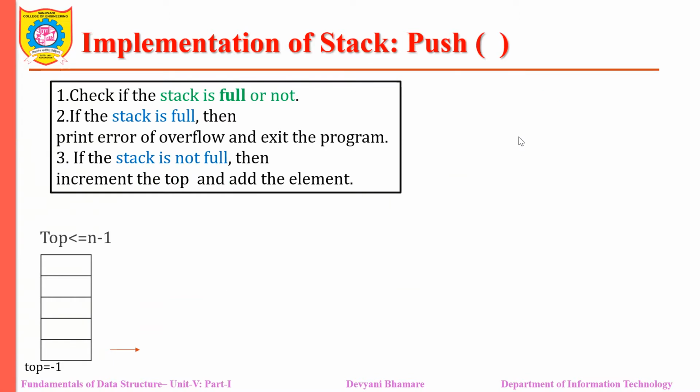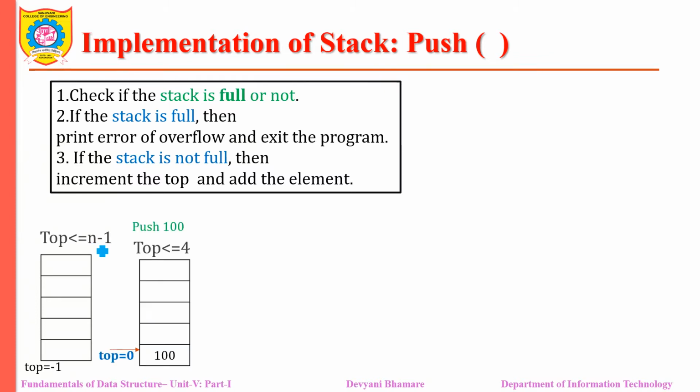So let's see how the push works. Initially, we need to check that the top is equal to -1, right? Means we have to say that -1 is less than or equal to n. N indicates the maximum elements of my array. Then assume that the element we want to push is 100. Then what we have to do? First of all, we need to increase the top by 1. So top is equal to 0. So at stack of 0, we can push that element 100.